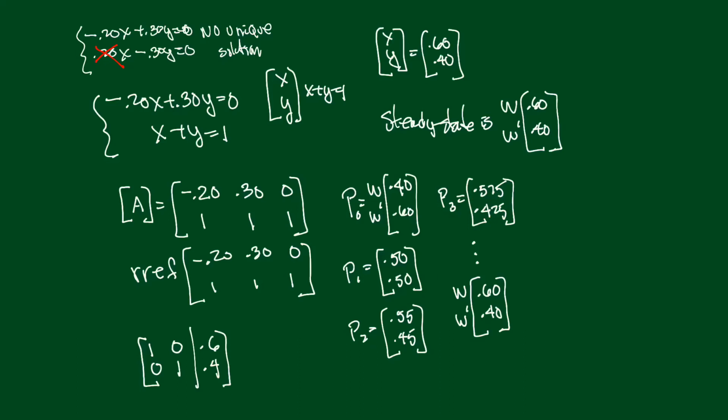And then in the great-granddaughters, we had 57.5 and 42.5. If we just keep going, if we go out long enough, it's going to be 60% working, 40% not working, and it's just going to stay the same after that. It won't change. From one generation to the next, it's going to be 60-40.